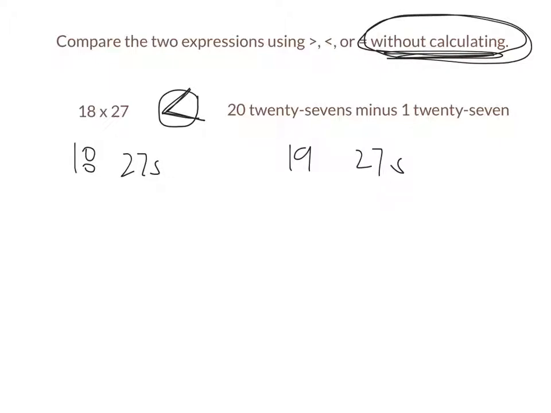Did we need to do any multiplication or any addition or any subtraction or any division? No. Not really, but do you see how you can just tell by understanding what those words mean that the right side is bigger?